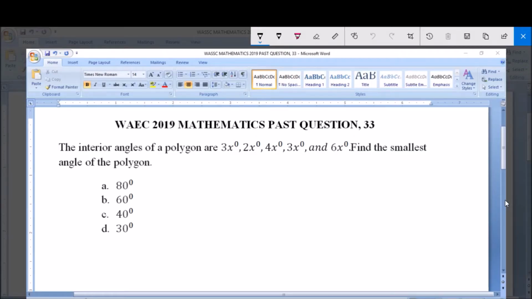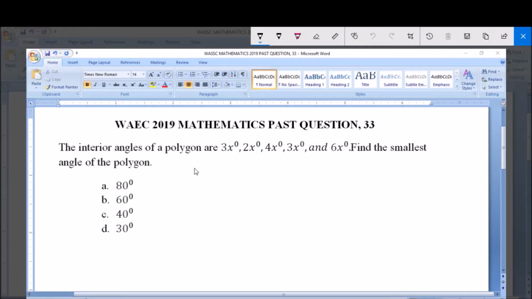Today we'll be dealing with WASSCE 2019 Mathematics Past Question. Question 33. It says the interior angles of a polygon are 3x degrees, 2x, 4x, 3x, and 6x. Find the smallest angle of the polygon. A, 80 degrees. B, 60 degrees. C, 40 degrees. And D, 30 degrees.